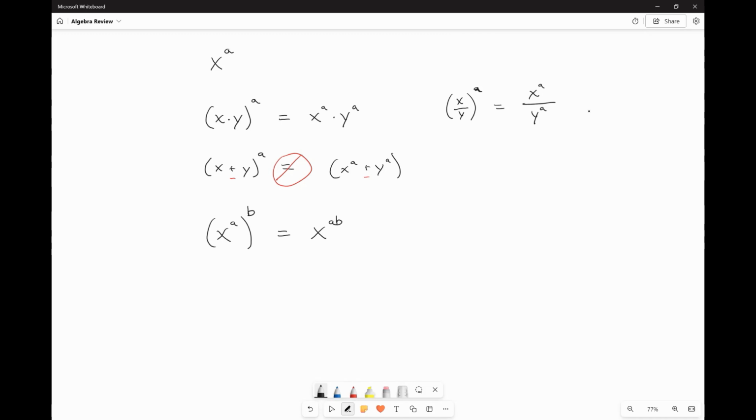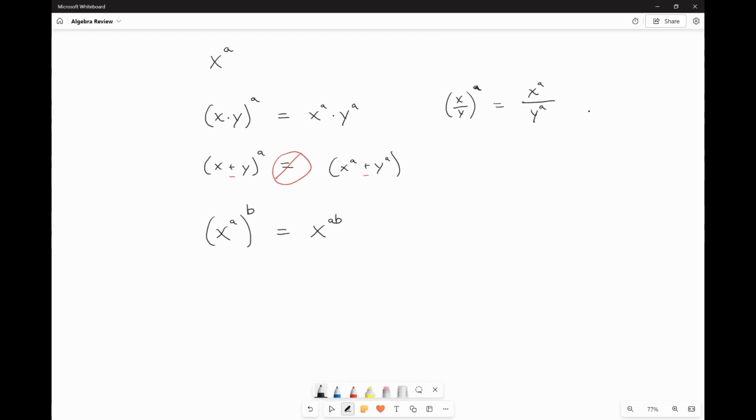All right, so we can raise powers to a power, and when you do that, the powers just multiply. So x to the a power raised to the b power is the same as x to the a times b.